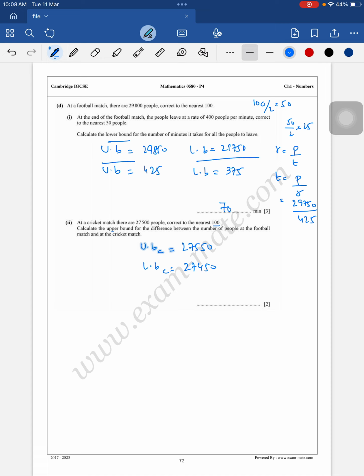Difference means upper bound. So upper bound value will be for the football match. Football matches on the top. Upper bound value for that is 29,850, right? Minus lower bound for the cricket match, that is 27,450, to get the upper bound value. In difference, we take the upper bound value for the first term and lower bound for the second term. 29,850 minus 27,450, 2,400. 2,400 is the upper bound value.